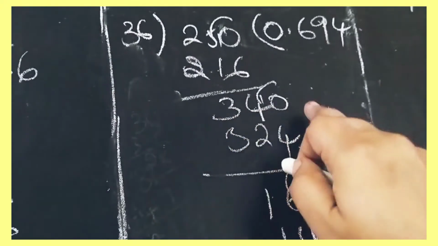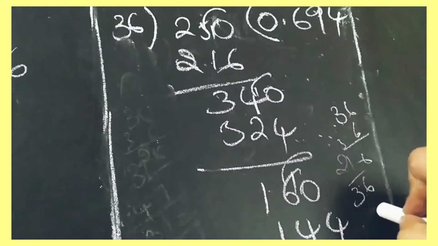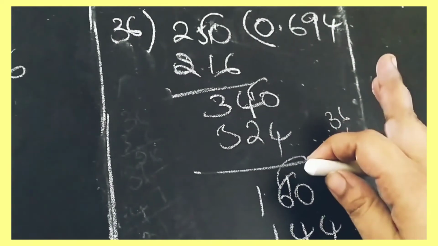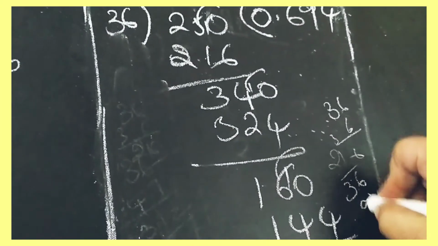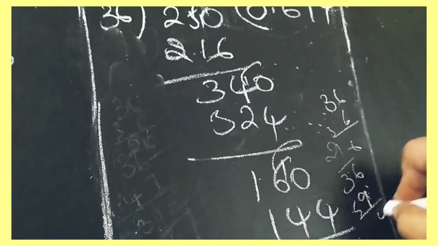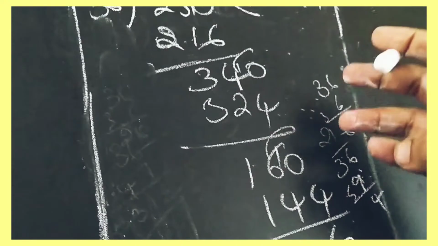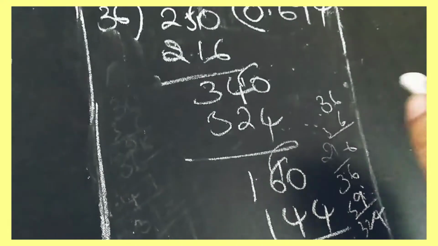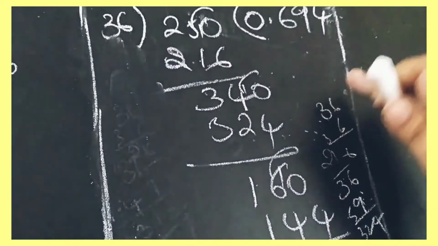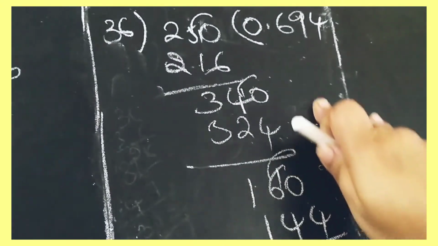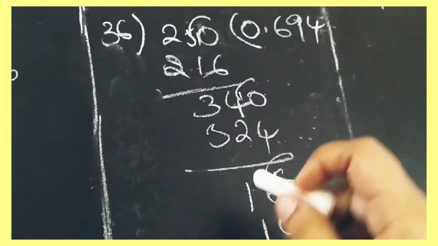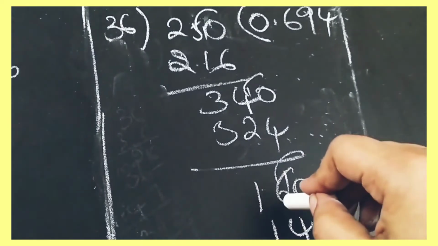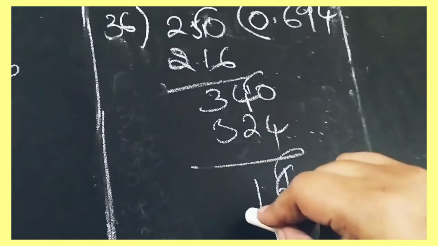These 34 become 340. Now again we'll take 36 9s. If we see 36 10s are, it is 360. So we have to take 36 9s only. 6 9s are 54, 3 9s are 27, 28, 29, 30, 31, 32. It is 324. So we have taken here 324. Now again we have to make this 0 as 10. 10 minus 4 is 6. Here 3 is there. 3 minus 2 is 1.